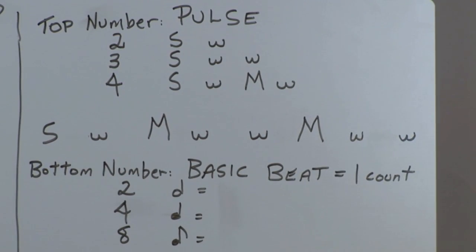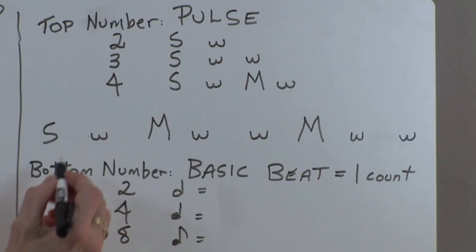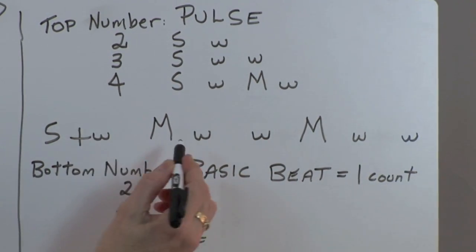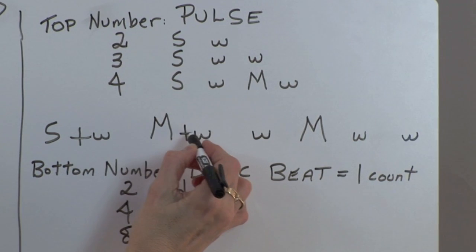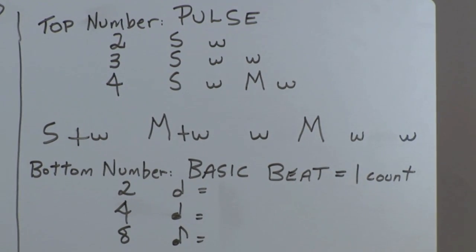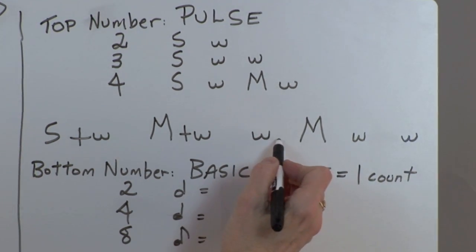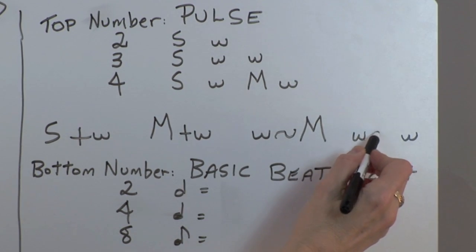On the right is the time signature. Write top number, pulse, then 2, strong, weak, 3, strong, weak, weak, 4, strong, weak, medium, weak. Then write the memory jogger of the plus sign to join strong, plus weak, and medium, plus weak. Then write the tilde sign to not join the weak, tilde, medium, and weak, tilde, weak.